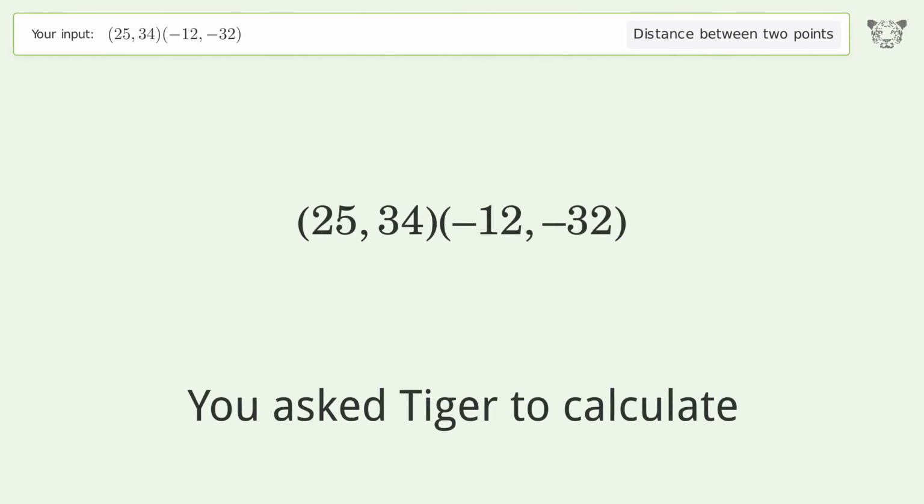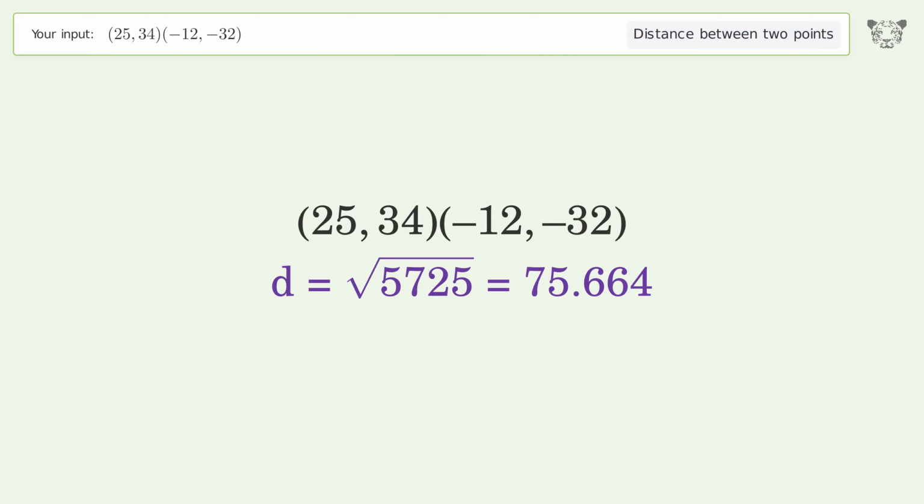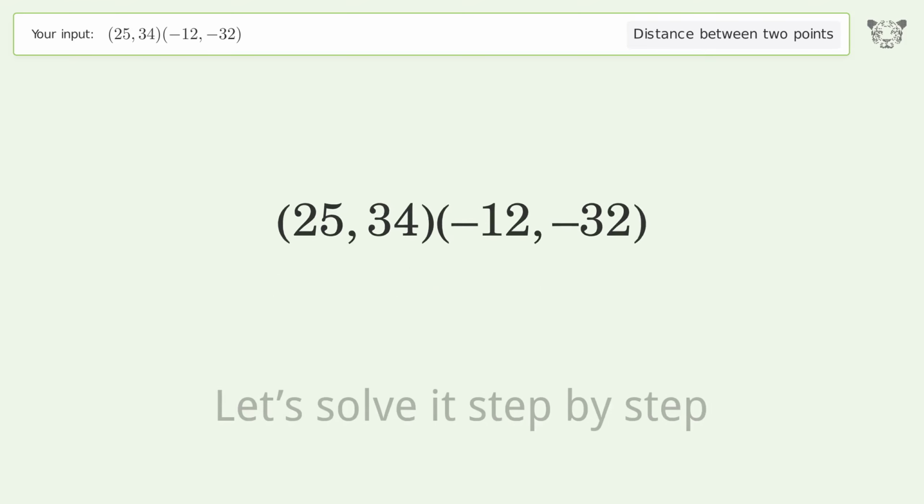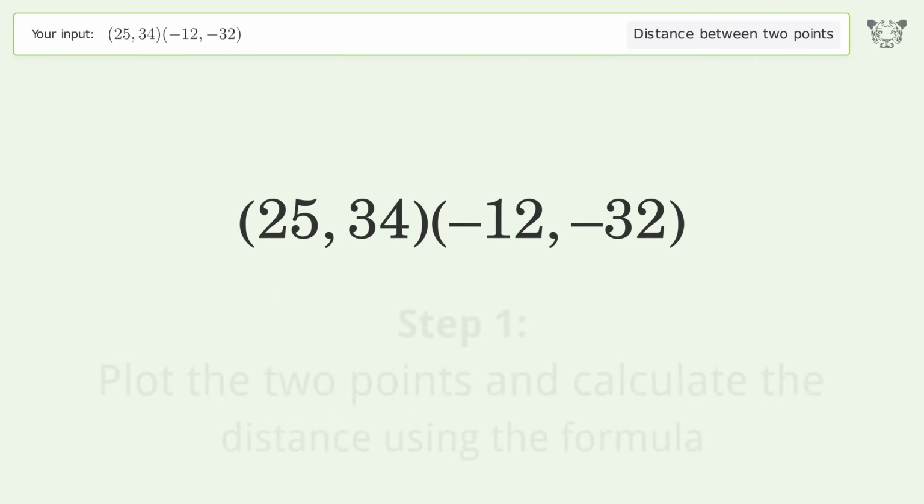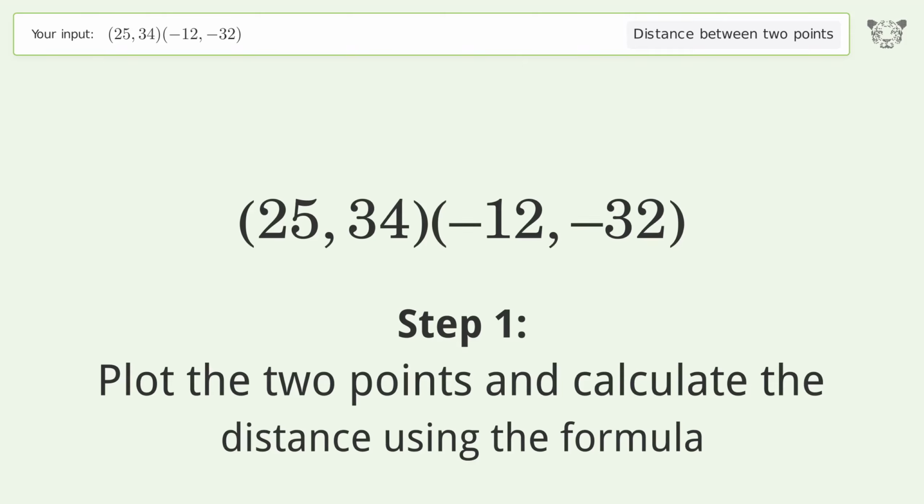You ask Tiger to calculate. This deals with the distance between 2 points. The distance between the 2 points is the square root of 5,725 or 75.664. Let's solve it step by step. Plot the 2 points and calculate the distance using the formula.